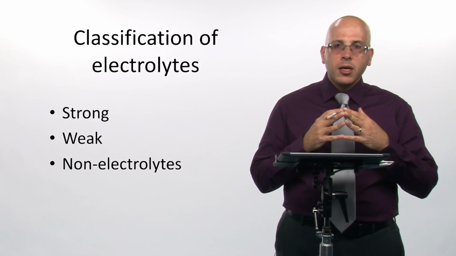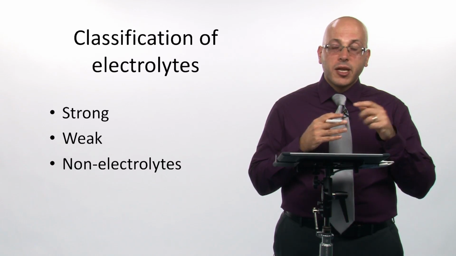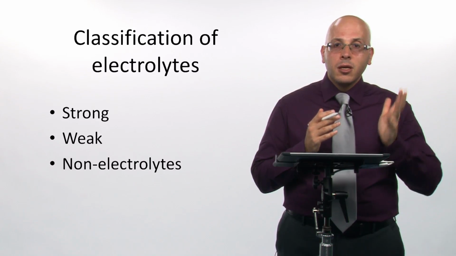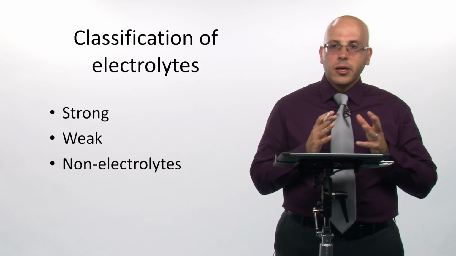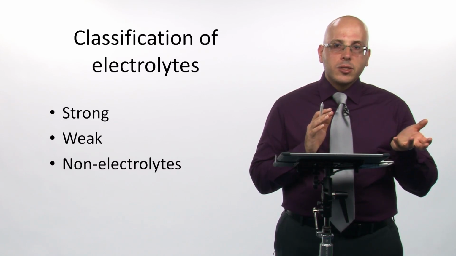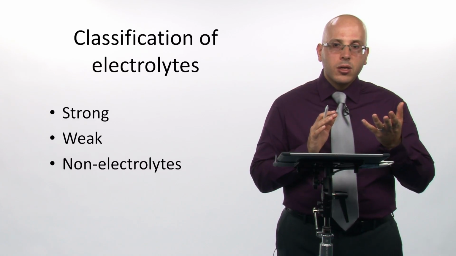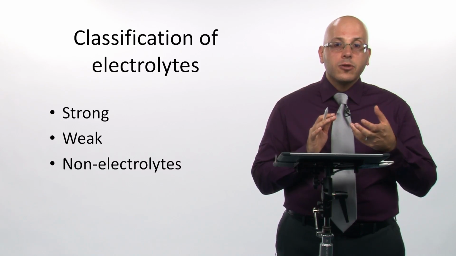Weak electrolytes conduct electricity to a small extent, maybe a few percentage points or so, but not very much, compared to strong electrolytes where like 99.9999% of it conducts electricity. So weak electrolytes are typically organic compounds like carboxylic acids and amines. Non-electrolytes don't conduct electricity at all, even if they do dissolve in water. So these are typically organic compounds like sugar, carbohydrates.